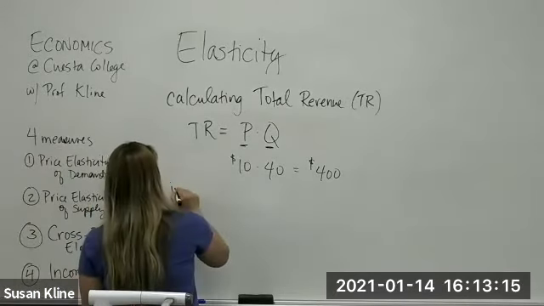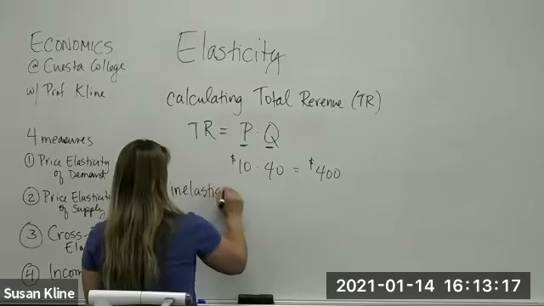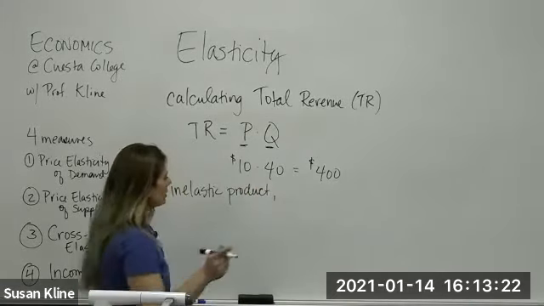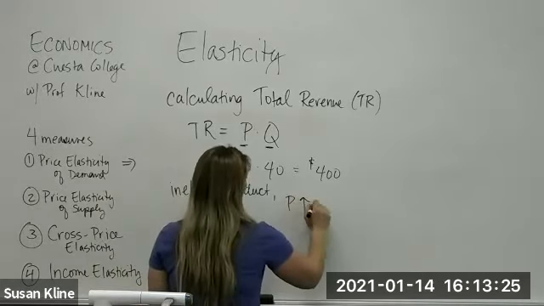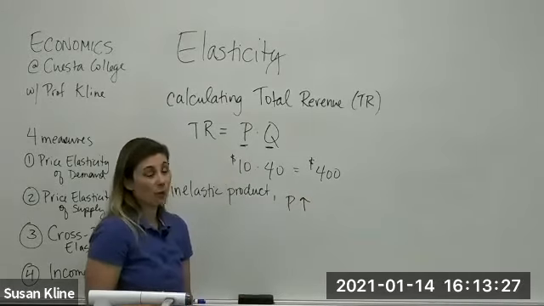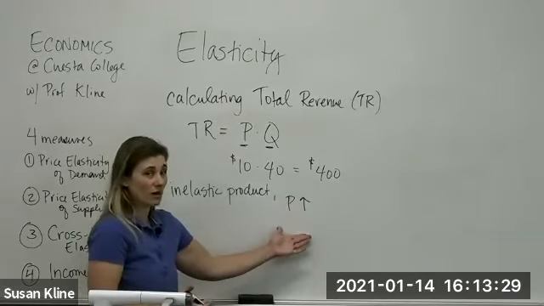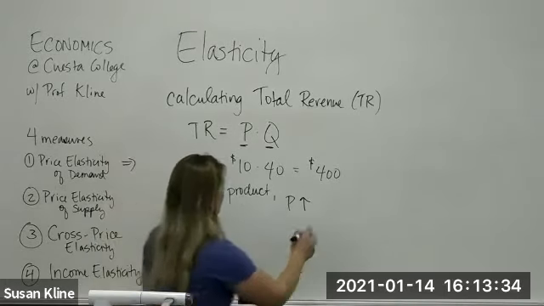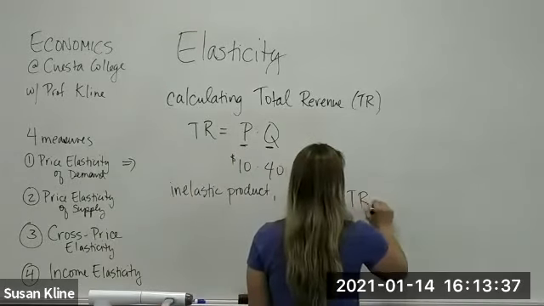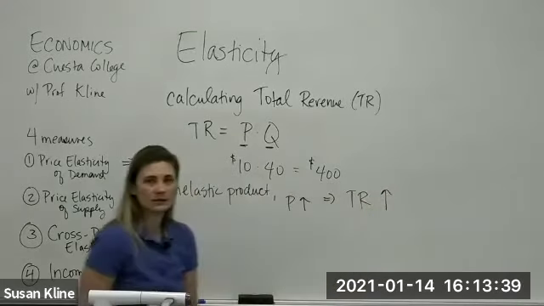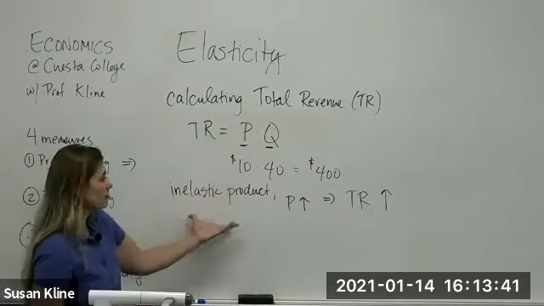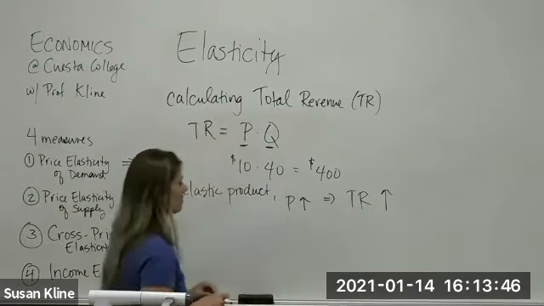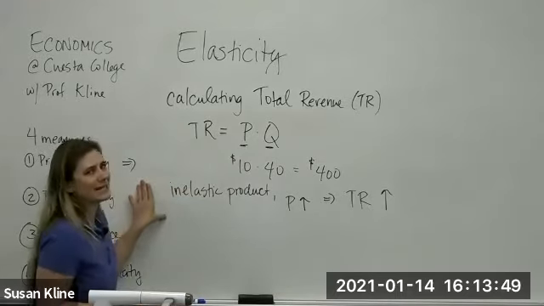If we have an inelastic product and the price goes up, well, since quantity demanded, we know it's going to fall, law of demand, but it's going to fall by less than our price goes up. And so here's what's going to happen. As a result, total revenue increases. And since we're not talking about costs, if costs have remained unchanged, then if our total revenue increases, our profit increases, as long as our costs are the same. All right, so that's for an inelastic product.